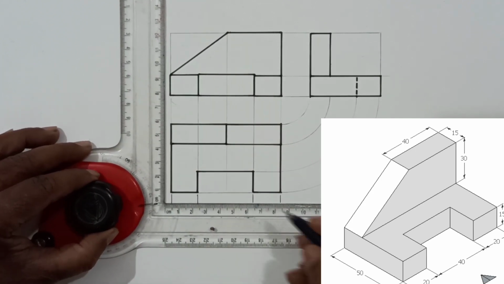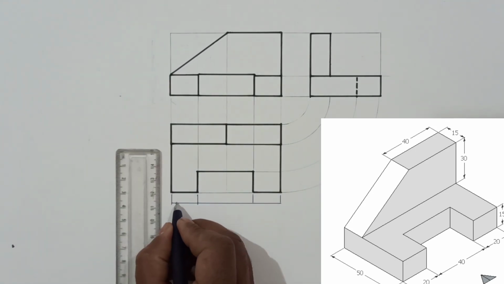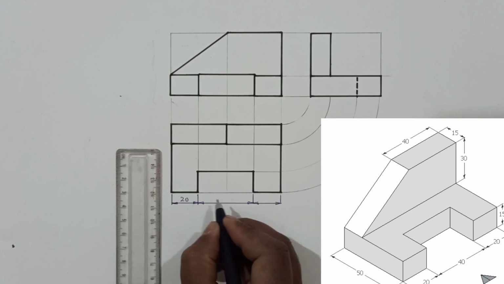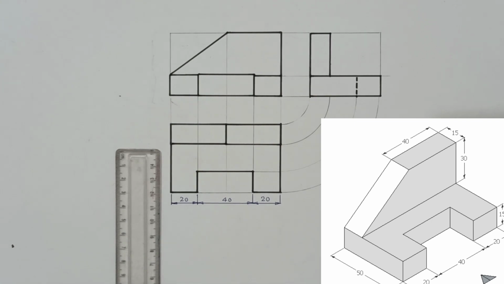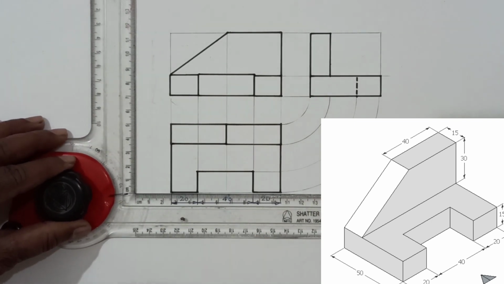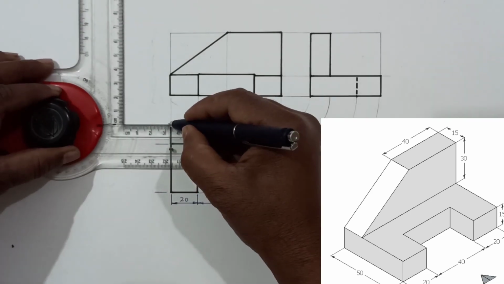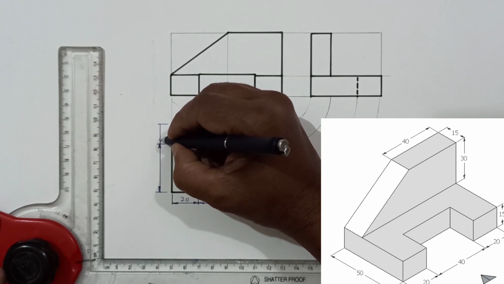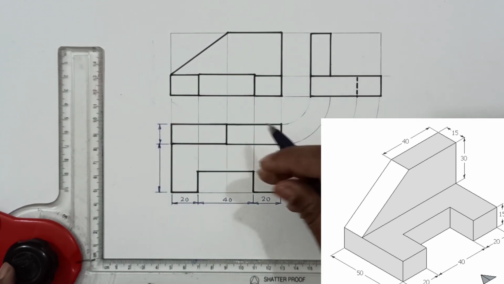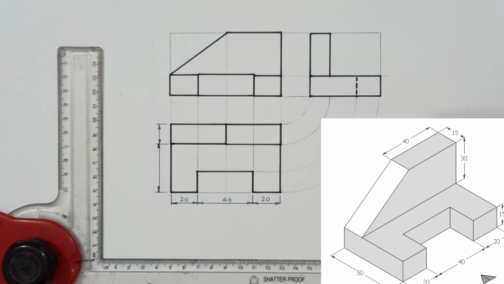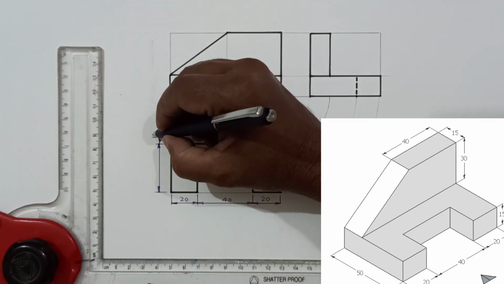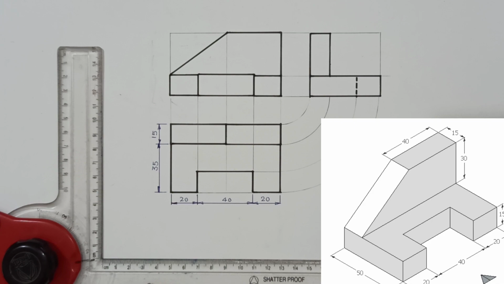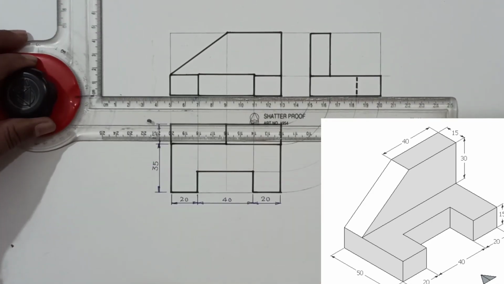Now give the dimensions. Try to give minimum dimensions without repetition. Draw the extension line properly. Place the vertical dimension line. Show the arrow properly. And place the dimensions in the middle of the dimension line and to the left side, so that we can read it from the right side, as we are adopting the aligned system of dimensions.